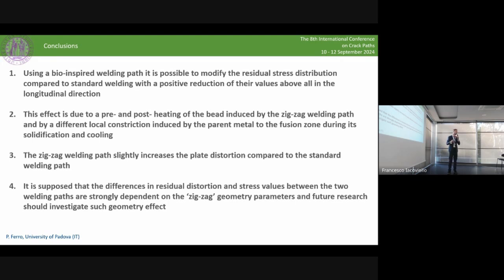About distortion, we have found no differences, or differences are negligible. Regarding the results of this work, we can say that they are strongly dependent on the geometry of the path that we used. So, as a suggestion, in the next work, we can evaluate the effects of the geometry of the path on the residual stresses and distortion, but also on fatigue strength of such kind of joints.